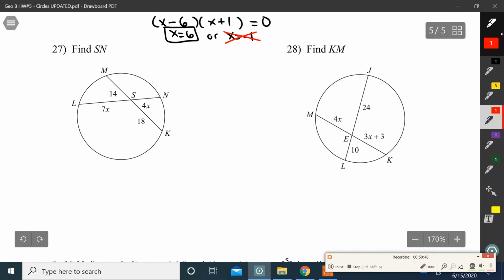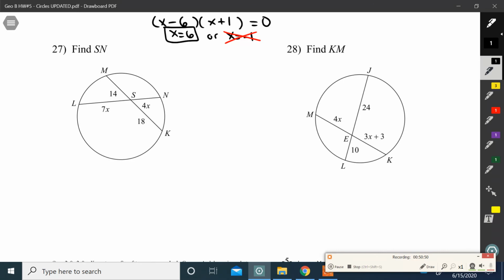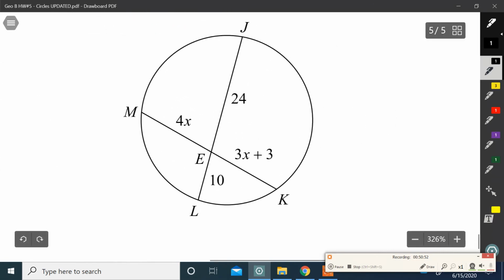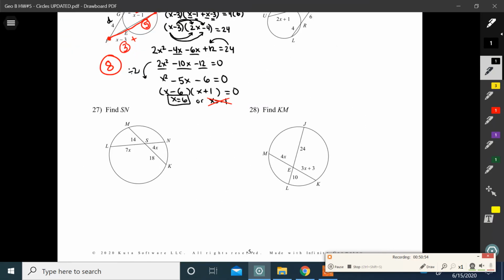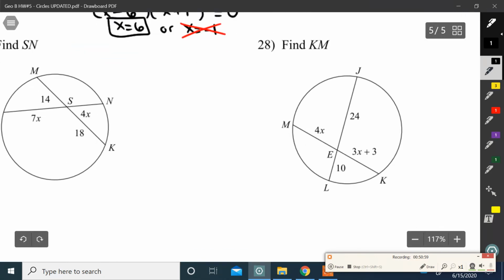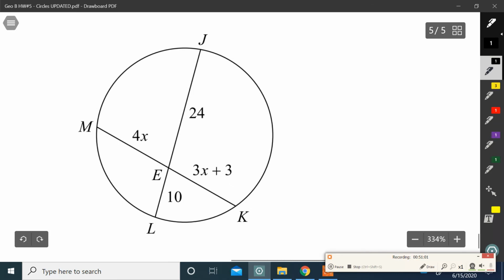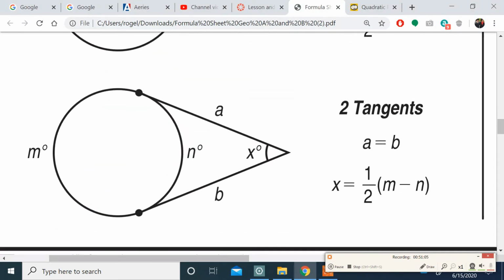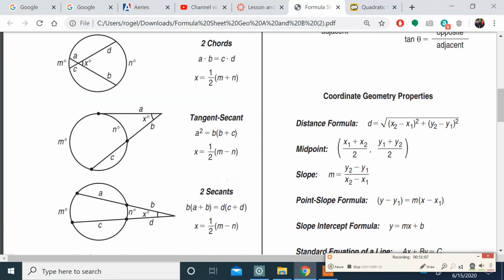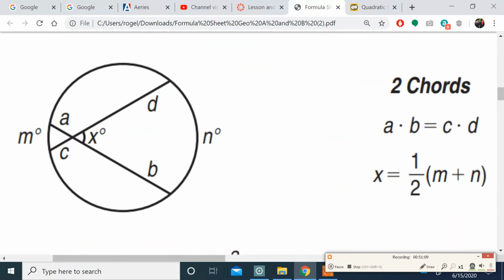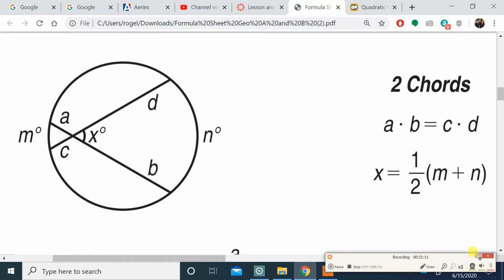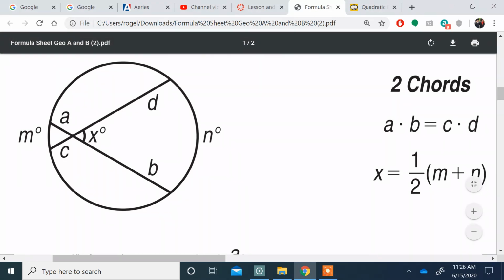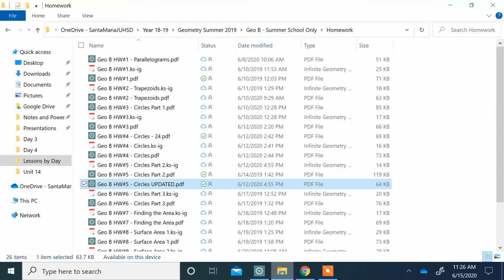All right, final one. I'm actually going to do number 28 now, and that'll be the last round, because 28 looks a little bit more challenging than 27, but they're okay. Once again, I'm going to use the appropriate formula and see which one I have to use. As you can see, we have 2 chords right there. We're going to be using that formula.